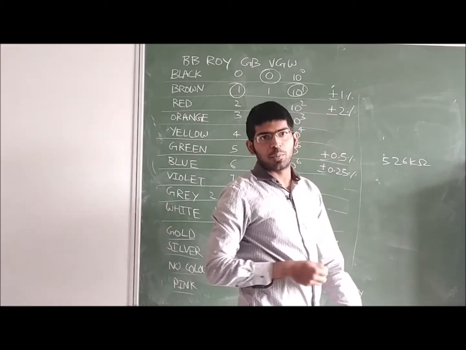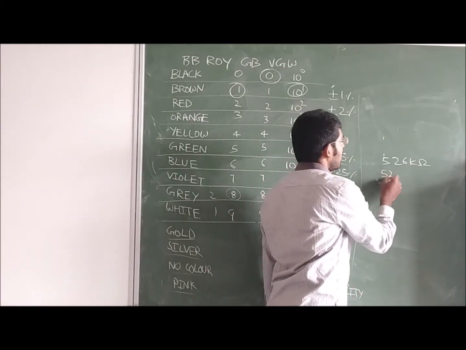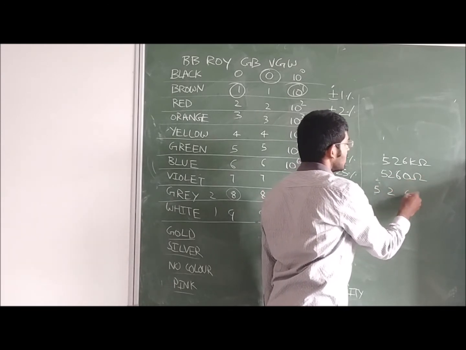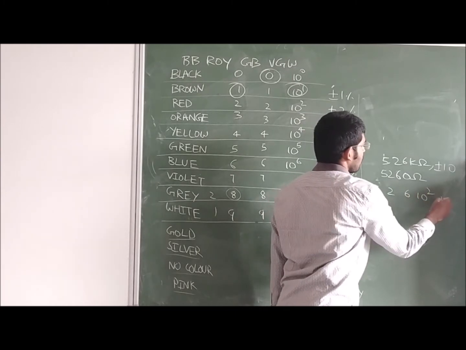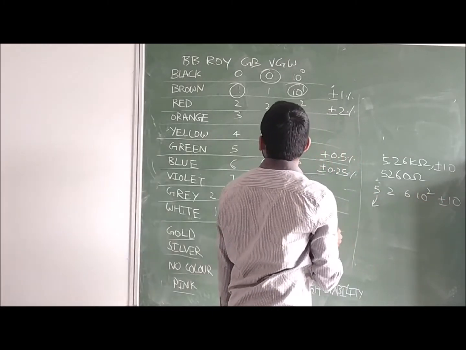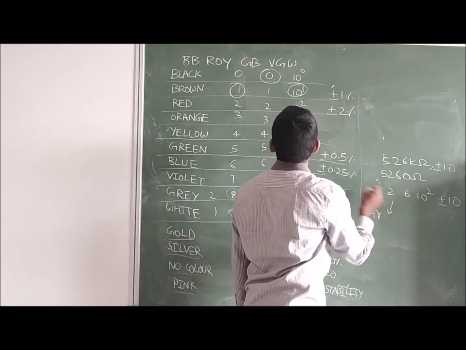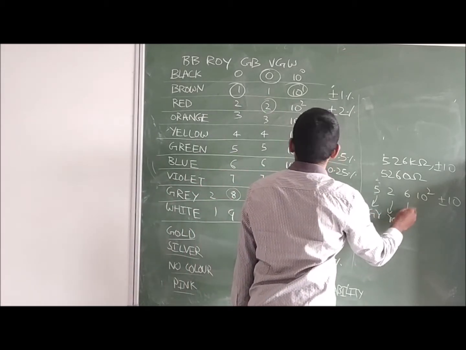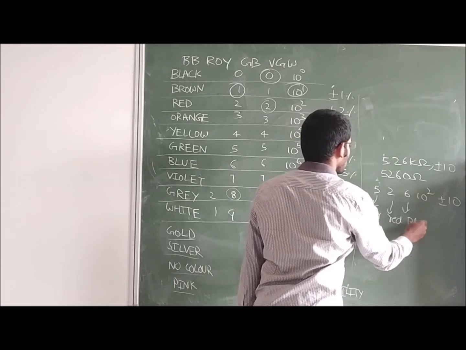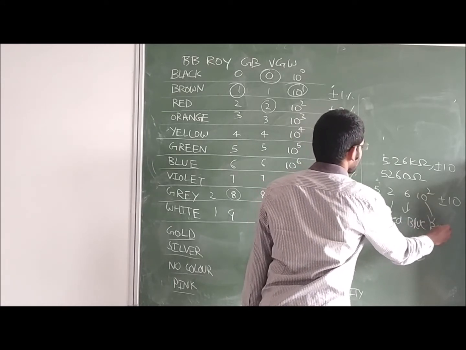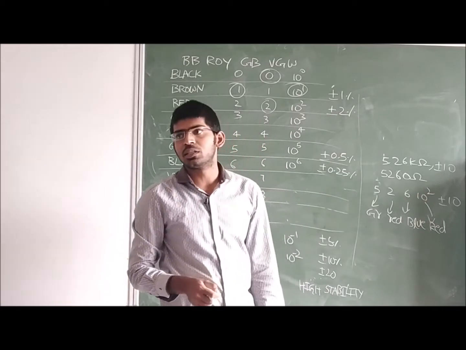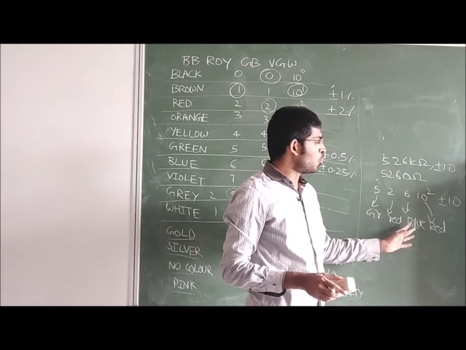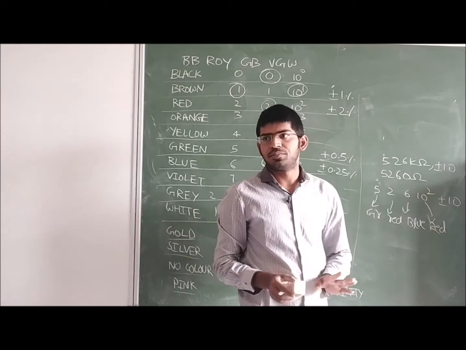5.26 kilo ohms. Definitely it is a 5 band resistor. 5260 ohms. So 526 into 10 to the power 1, plus or minus 10%. 5 means green. 2 means red. The value 6 means blue. Then brown. Plus or minus 10% means silver. So green, red, blue, brown, silver. Okay.